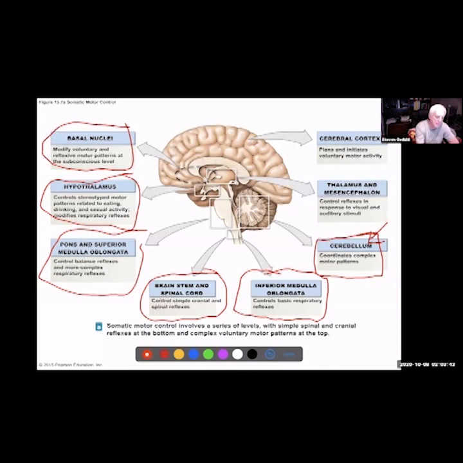The thalamus and the mesencephalon control reflexes and response to visual and auditory stimuli. And your cerebral cortex, that's where all your planning occurs, all your thought. Everything you're thinking about occurs in the cerebral cortex. We're going to break all those down and go into detail on those, but that's an overview of how things work.